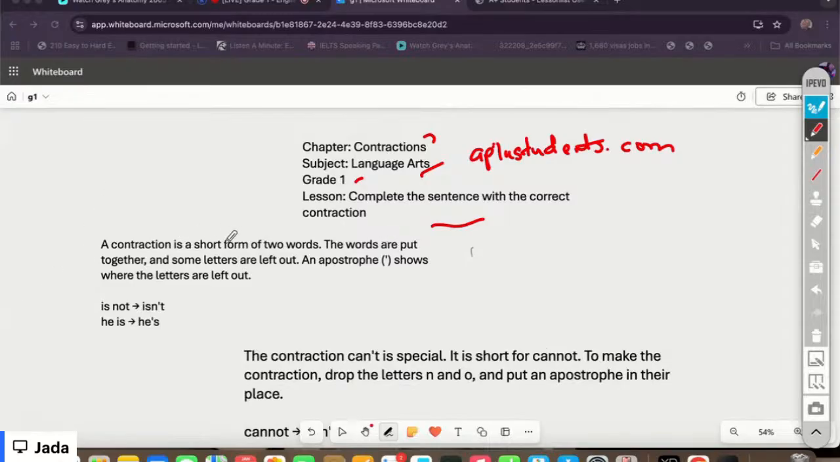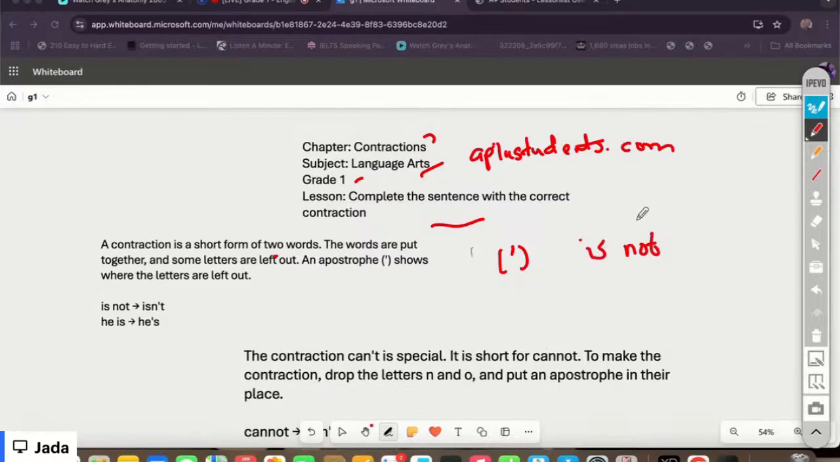Okay, so a contraction is a short form of two words. The words are put together and some letters are left out. So, from what we did the last time, we said that the words are put together and then some of the letters are left out. An apostrophe shows where the letters are left out. So, wherever you have a letter left out, you have an apostrophe and then it shows you the particular place that was left out. Okay, so just like we have is not, so we have is not.